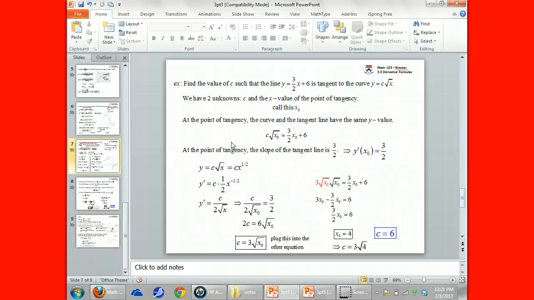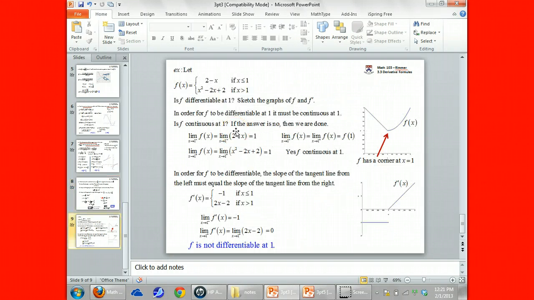I have to skip the next slide in the interest of time. It's okay though. You can look it over, and if you have any questions, I think this is already posted. Yeah, 3.3 is already posted. But this one I don't want to skip.